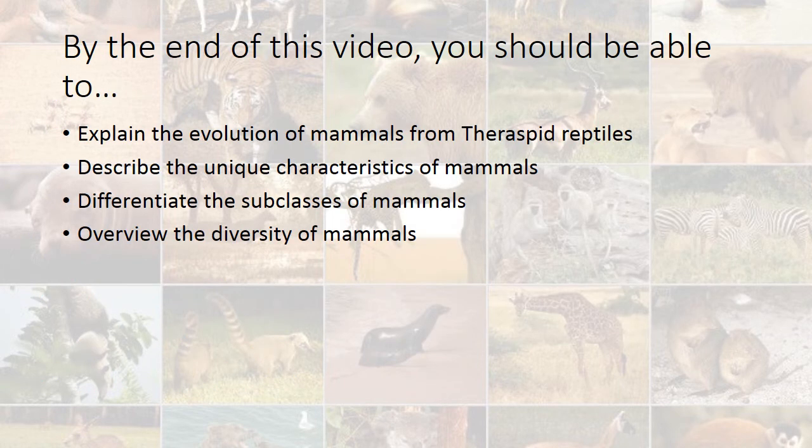So again, I'd like you to go back and make sure you have notes on all these points: the evolution of mammals from reptiles, the unique characteristics of mammals, the different subclasses of mammals, and the overview of the diversity of mammals. There's also the PowerPoint of the different mammal orders, so you can be familiar with that.